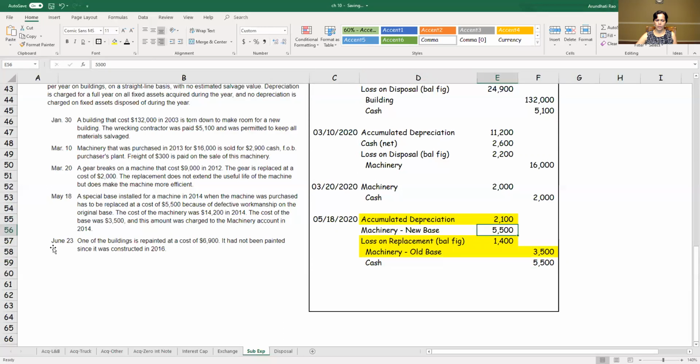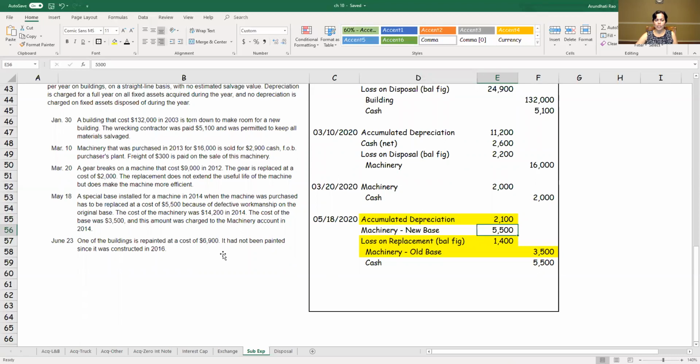In the last one, we are told on June 23rd, one of the buildings is repainted at a cost of $6,900. This building has not been painted since it was constructed in 2016. $6,900 looks like a large amount, but relative to the cost of the building, it's not a big deal. Neither does the fact that they have painted it do anything to the building other than being a little more appealing or a little less unappealing perhaps.